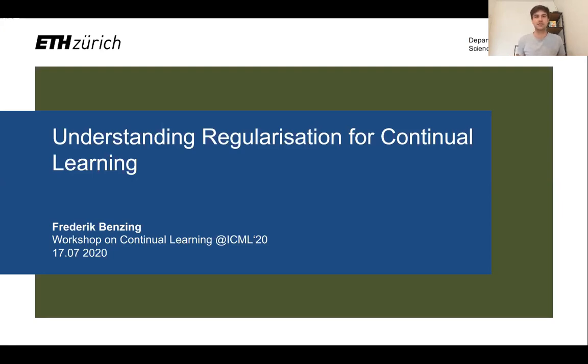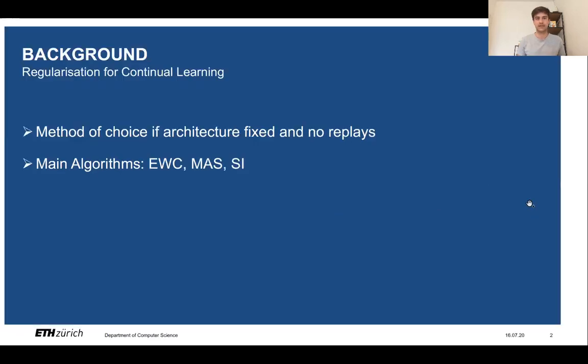I will give you a very brief overview of my paper, which focuses on understanding regularization methods for continual learning. As a little bit of background, it's important to know that regularization methods are one of the three main approaches to continual learning. And they are the only option, basically, if our architecture is fixed and if we don't allow replays, and replays anyway are kind of a cheat.